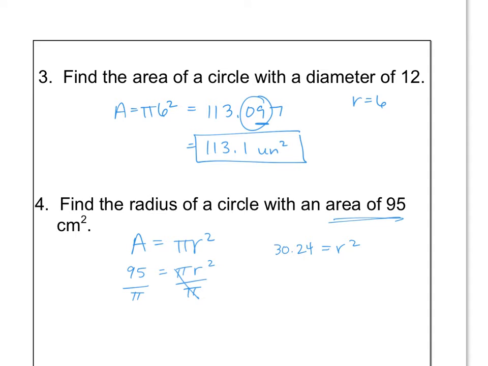And then we take the square root to solve for plain old radius. And if we take the square root of that answer, I get 5.499, which again, it will round to 5.50. So 5.5. And it's going to be centimeters is the radius.